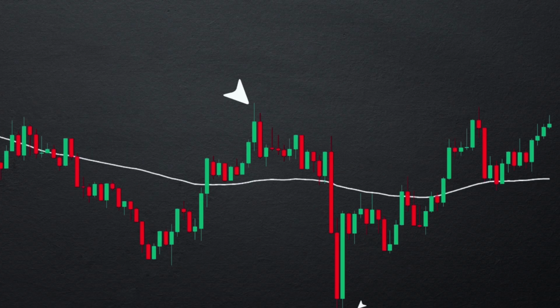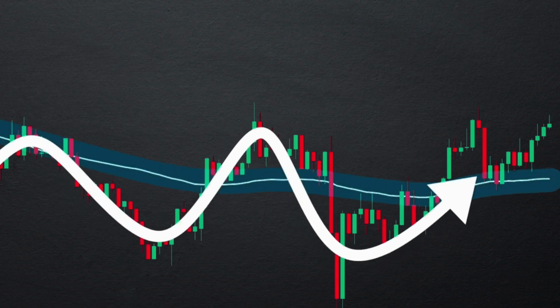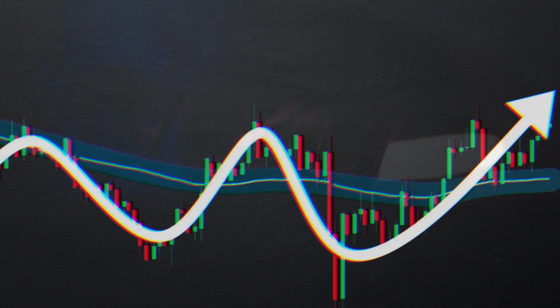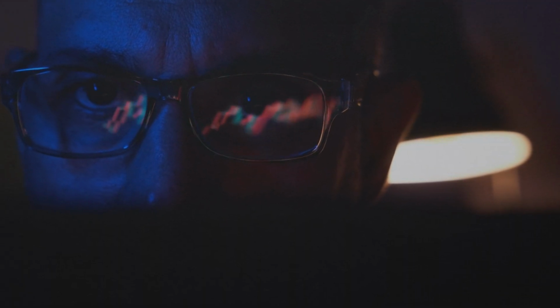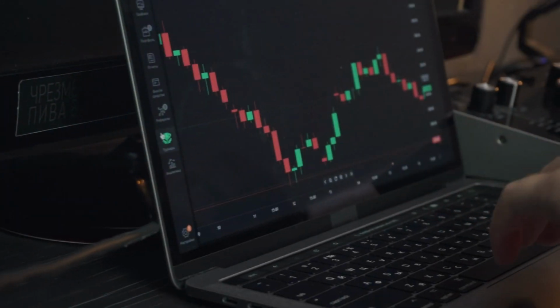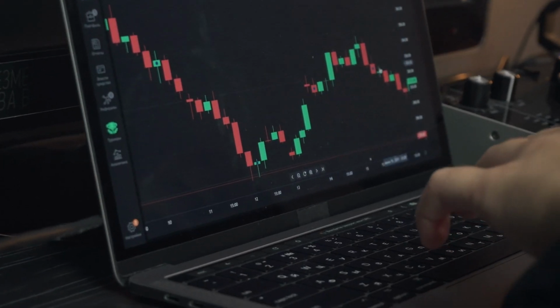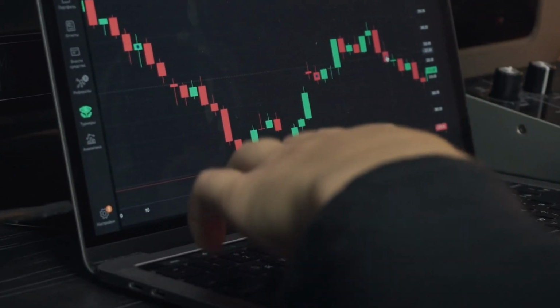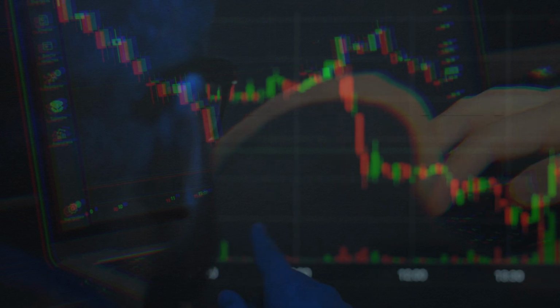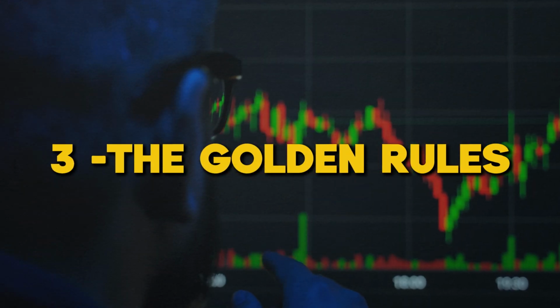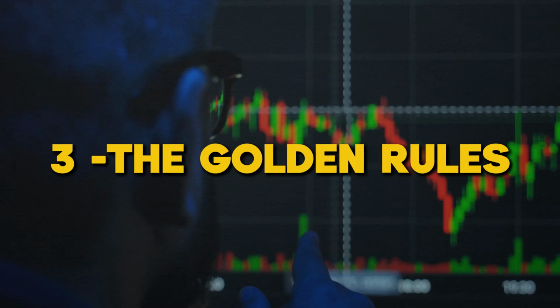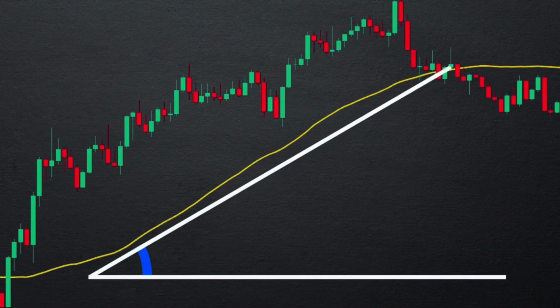Now let's get to the most important part, the entry and exit rules. These rules are clear, specific, and must be followed without exception. By rules, we need two conditions to happen at the same time. Super Trend turns green, signaling short-term bullish momentum. Price is above the 200 EMA, confirming that the bigger picture, the long-term trend, is also bullish. Only when both conditions are met do we consider it a valid buy signal.